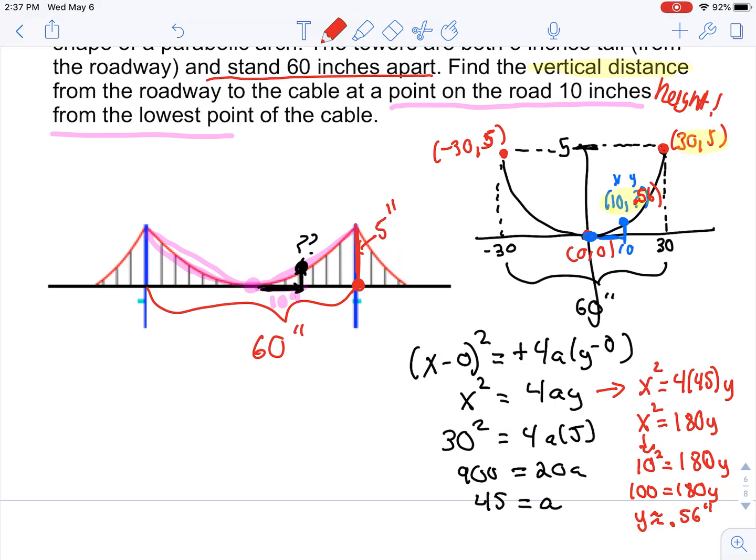Now, that might not seem like a reasonable answer, but remember that it is going to start increasing faster as it goes up, and it's only going up to 5 inches. So we're already a little bit over half an inch, and we've only gone out 10 units at this point.